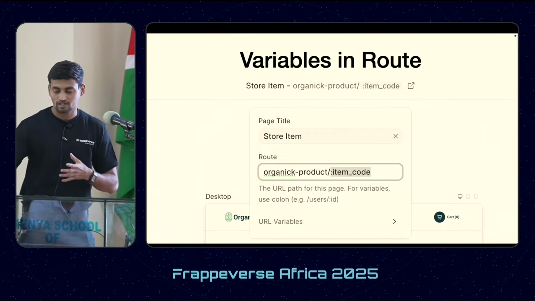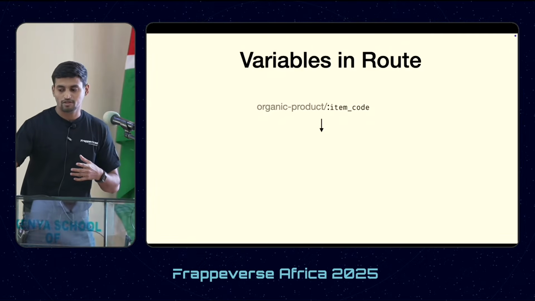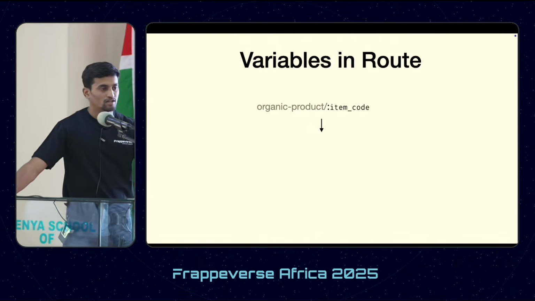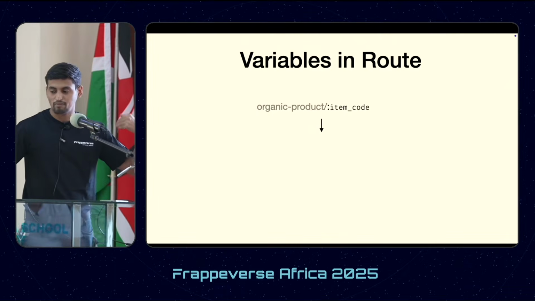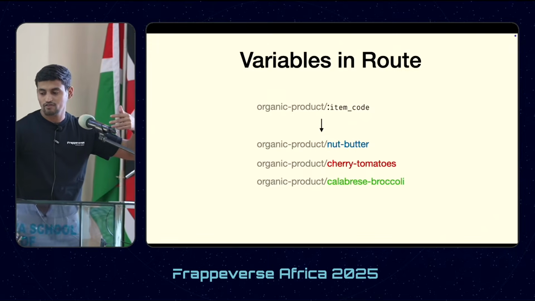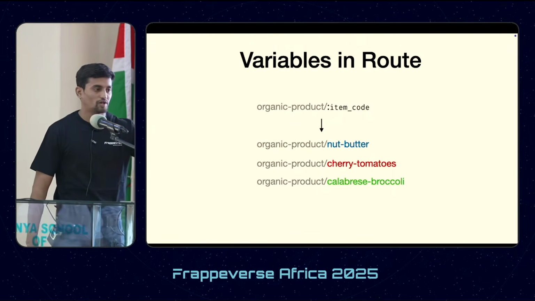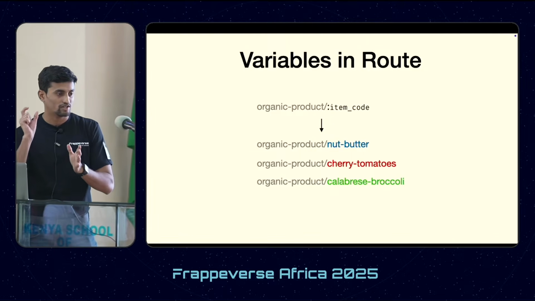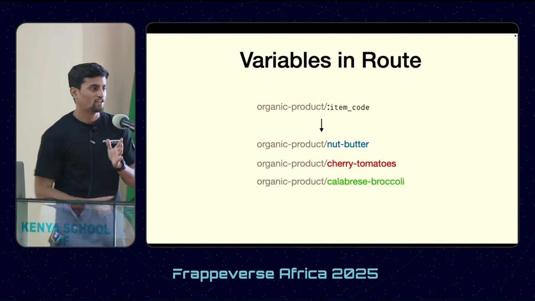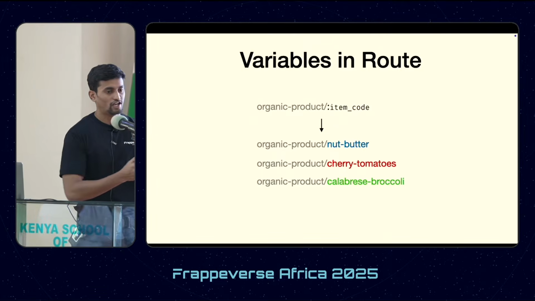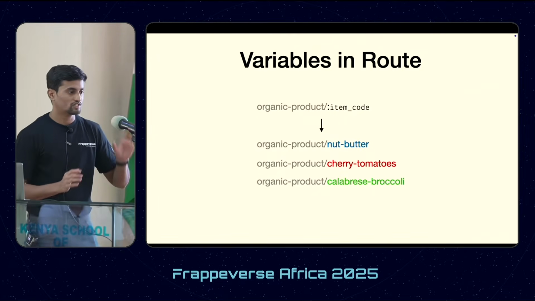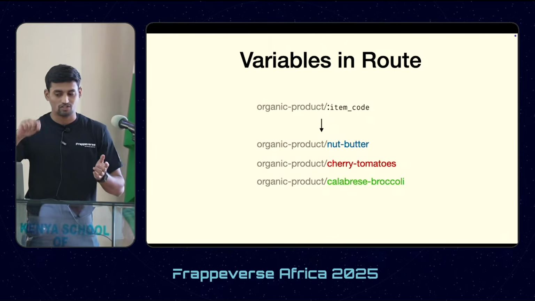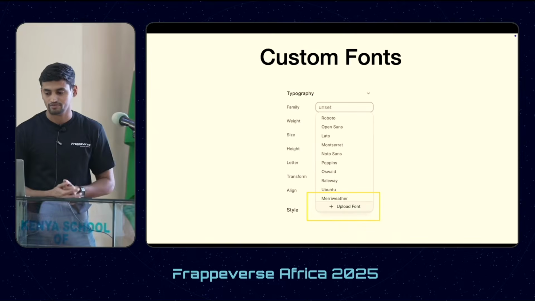For example, in this, suppose I have item code as a variable. Now I can pass any data into that. For example, nut butter, cherry tomatoes and all that. And based on this dynamic value, I can fetch the data in the page and show it. So you just create one page, and based on that dynamic URL, you can fetch the data and show it.